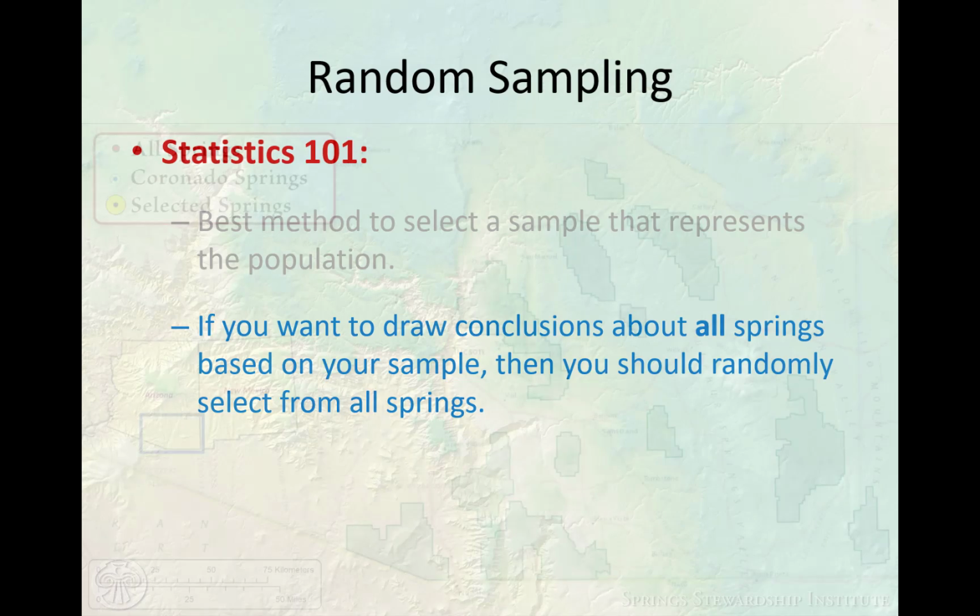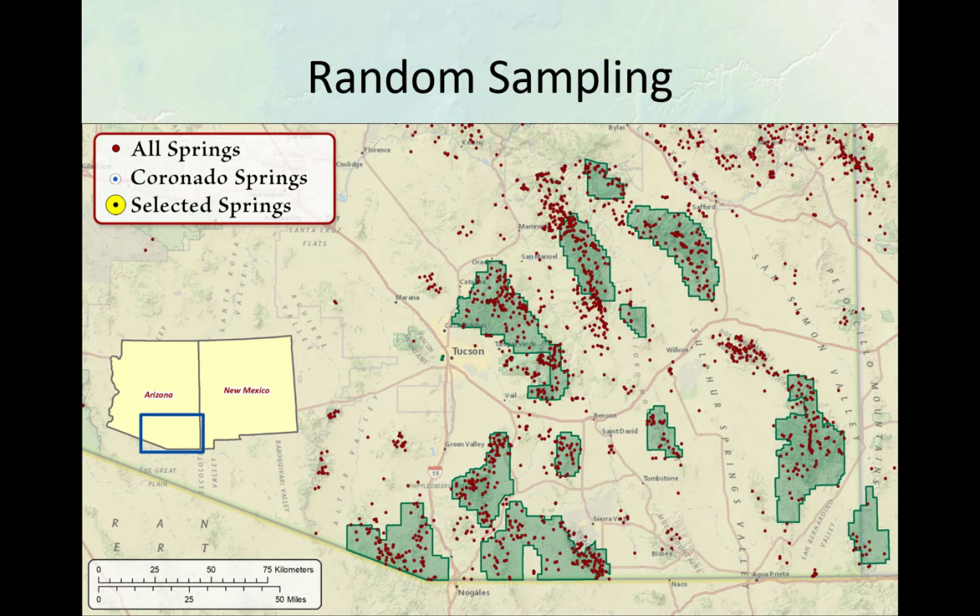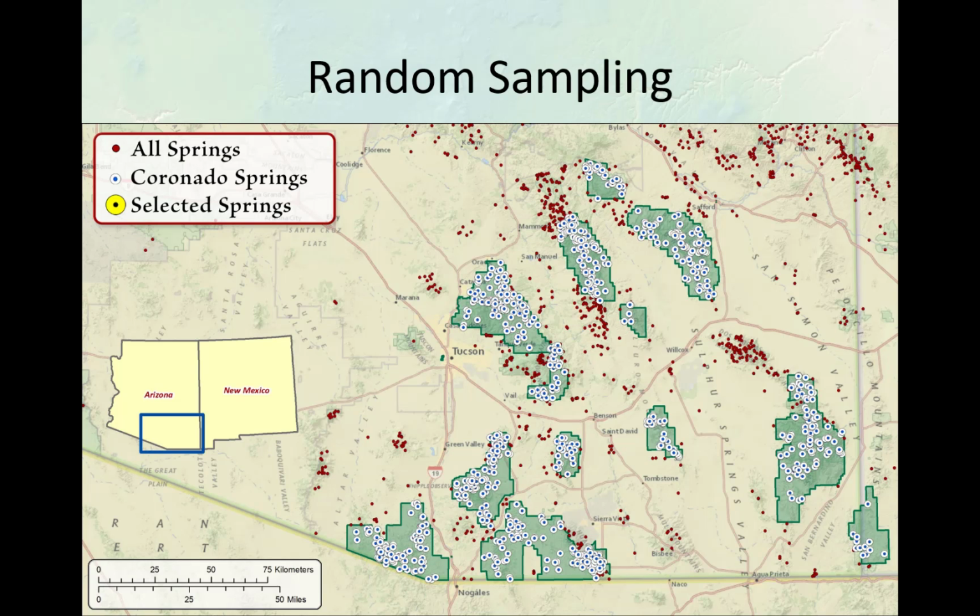So, for example, suppose we want to survey springs on the Coronado National Forest. There's a lot of springs in the area, and in this case we're just interested in those springs in the unique Sky Island mountain ranges of the Coronado Forest. So if we want the things that we learn from our sample to apply to all Coronado springs, then we want to select our springs to survey as randomly as possible. So in this case we'll plan on surveying all of these yellow springs on the map.